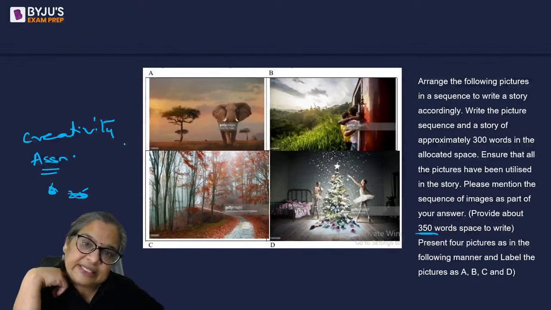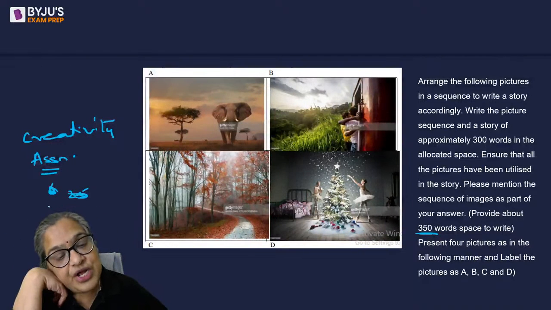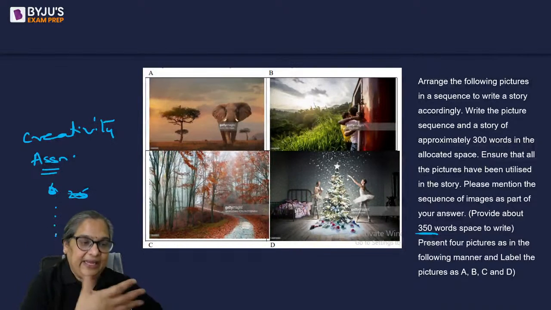6 minutes you can easily write. 1 minute for a paragraph, let's just say. But my only point is, don't put it like this. I at least do not like it.